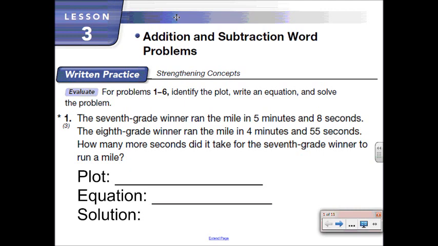So the first problem says, the 7th grade winner ran the mile in 5 minutes and 8 seconds. The 8th grade winner ran the mile in 4 minutes and 55 seconds. How many more seconds did it take for the 7th grade winner to run a mile? Since it says how many more seconds, that's our clue that we are comparing, so that's our plot.